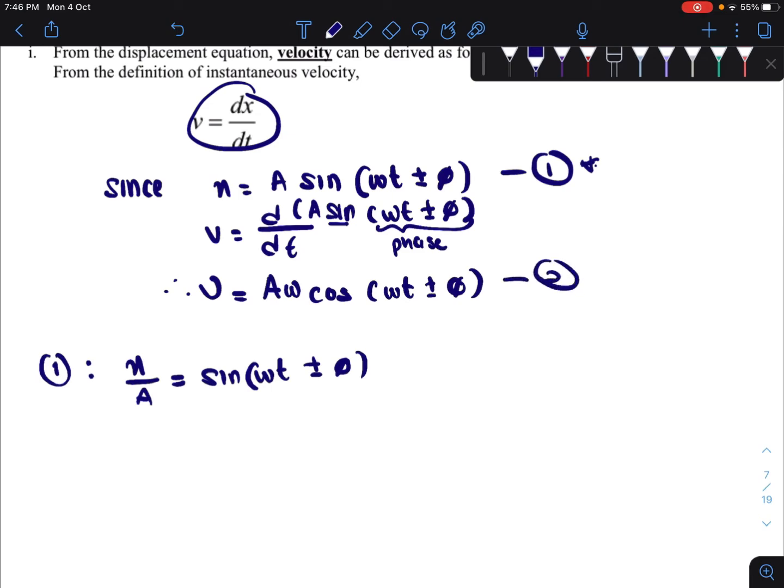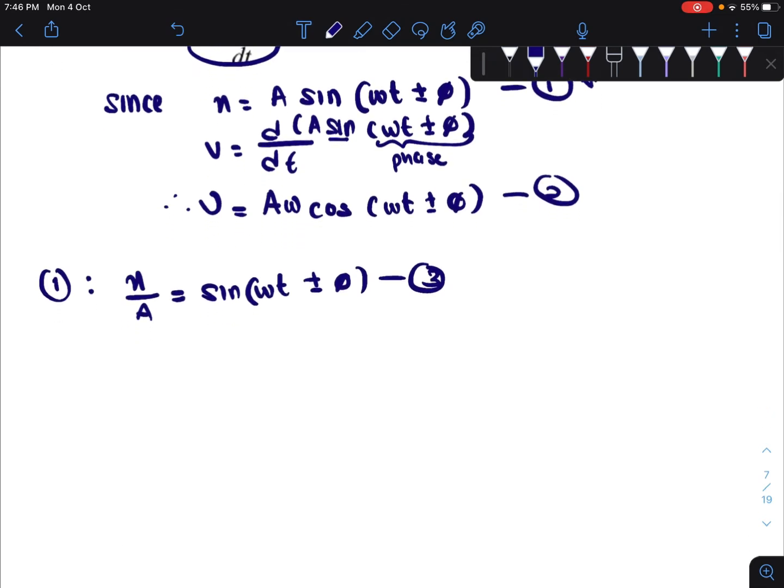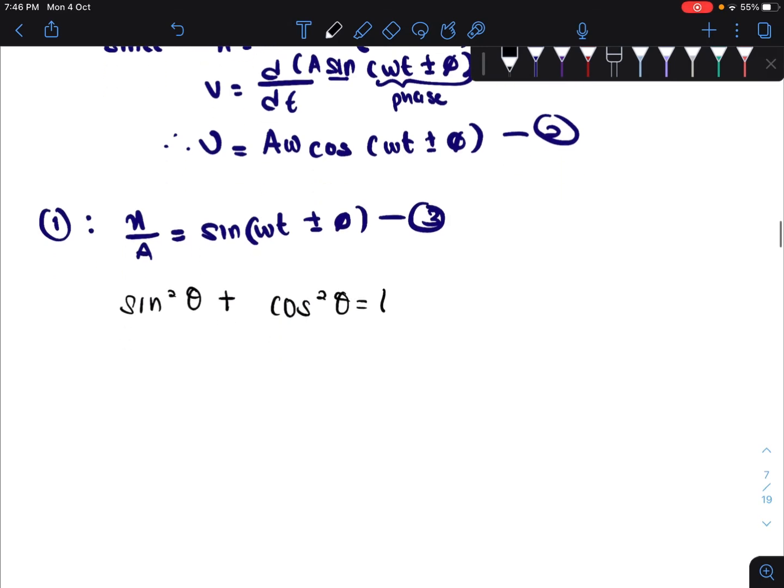So let's say I call this equation 2, and this equation 3. Alright. According to the identity, in mathematics we have an identity of trigonometry, which is sin square theta plus cos square theta equals 1. Okay, this is an identity. So, if I rearrange, I will get cos theta equals the square root of 1 minus sin square theta.